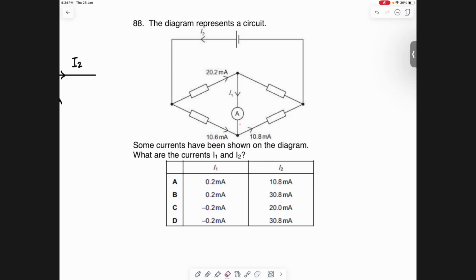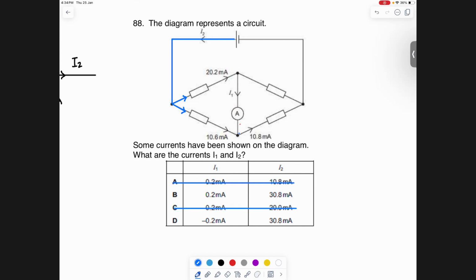Yeah. B. So the others should get it, but let's see what happens. How do I find I2? I2 is the current that comes here, and then it splits into two branches here. So I2 has to be the sum of these two branches for sure, right? So what is that? 20.2 and 10.6. What's the sum? 30.8, right? So I can't have A as an answer because that won't work, and I can't have C as an answer. So I2 has to be 30.8.